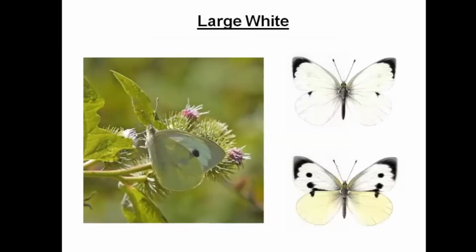Moving on to the three whites that can cause difficulty, or most people get hung up about. First one is the large white. Now, the key thing here, I'll put the male up here, and the female, you can see all these black spots. The black on a large white is jet black. It's very black. Even so, when it has its wings closed on this creeping thistle, you can see the black spots and the black tip through it.